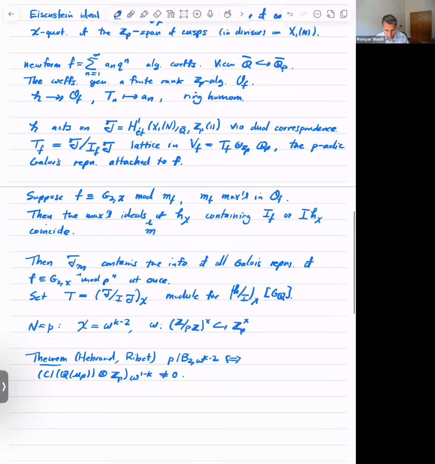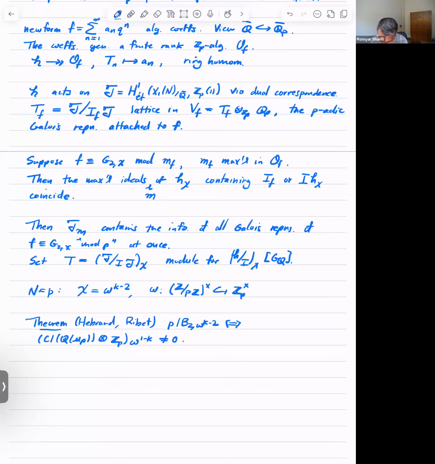Okay, and so what he did was, Ribet. So we have this representation attached to a cusp form congruent to an Eisenstein series, G_2 chi omega to the k minus 2, and he made a good choice of lattice L_F, a G_Q stable lattice in our Galois representation V_F, and then reduced it mod P.